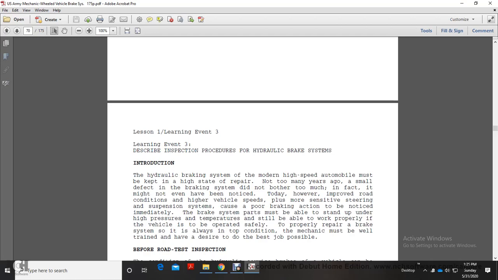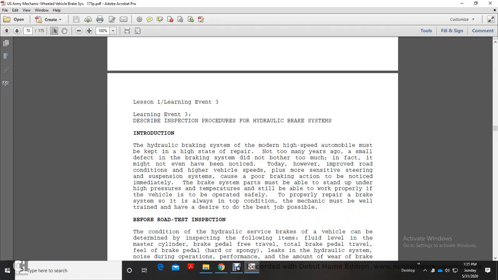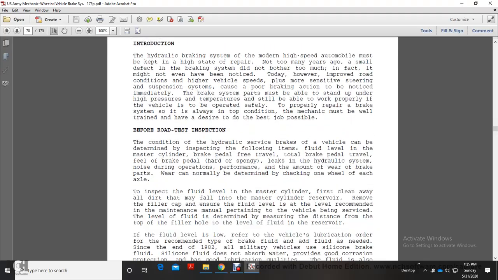Today, however, improved road conditions and higher vehicle speeds make the steering and suspension systems more sensitive, and poor braking action is noticed immediately. Braking system parts must be able to stand high pressure and temperature and still work properly so the vehicle can be operated safely. To properly repair the brake system, it must always be in top condition. The mechanic must be well trained and desire to do the best job possible.